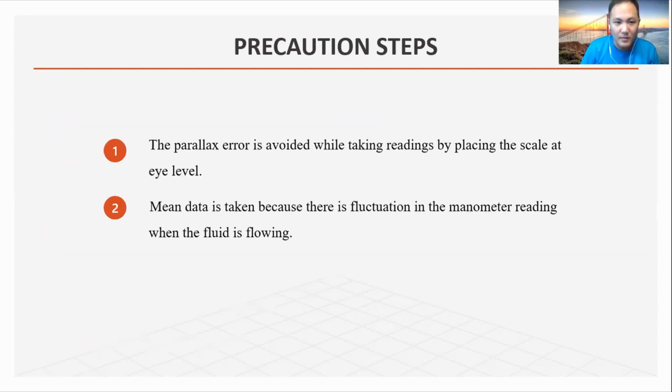About the precaution steps, the first one is that parallax error is avoided while taking readings by placing the scale at eye level. The second is that mean data is taken because there is fluctuation in the manometer reading when the fluid is flowing.